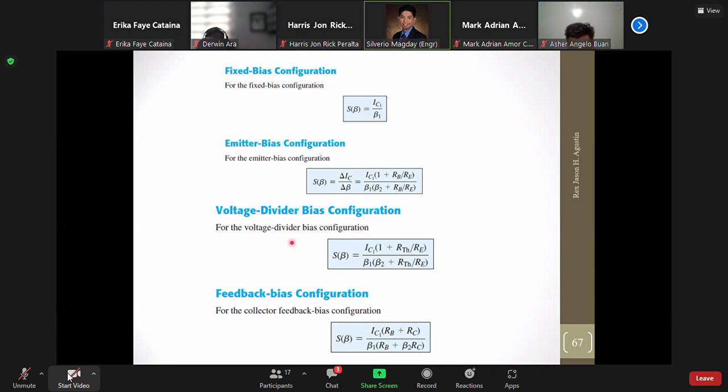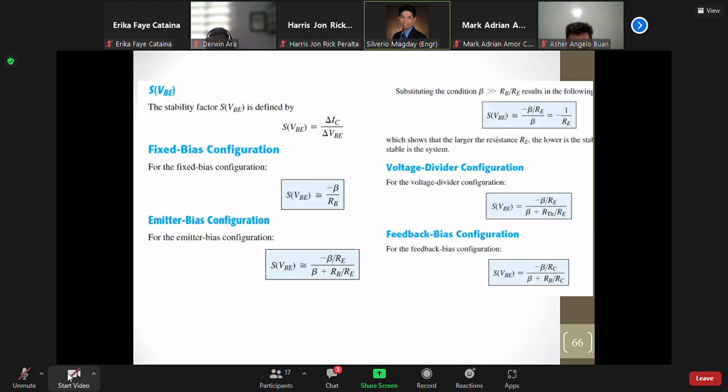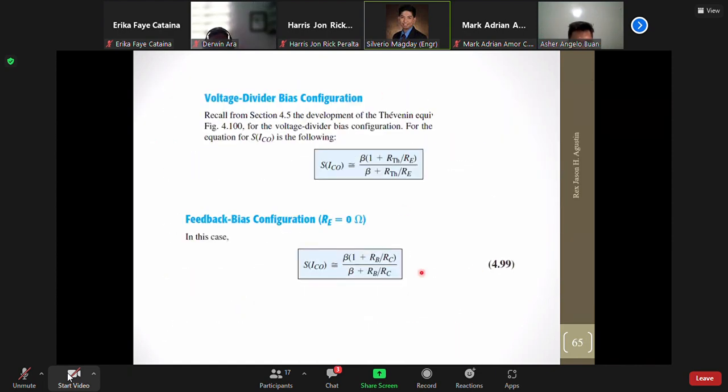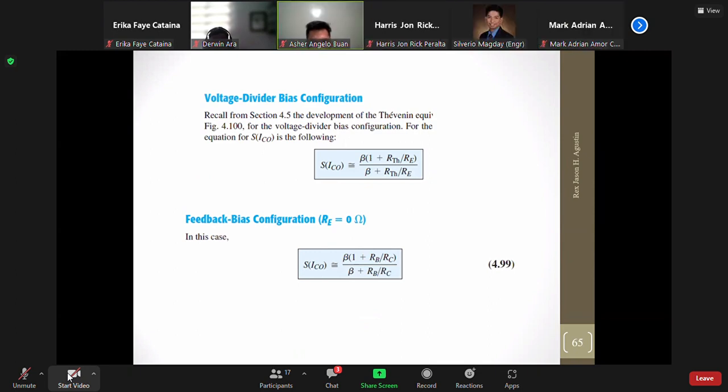The parameters are based on your beta, your VBE, and the current. The formula is taken from Floyd.